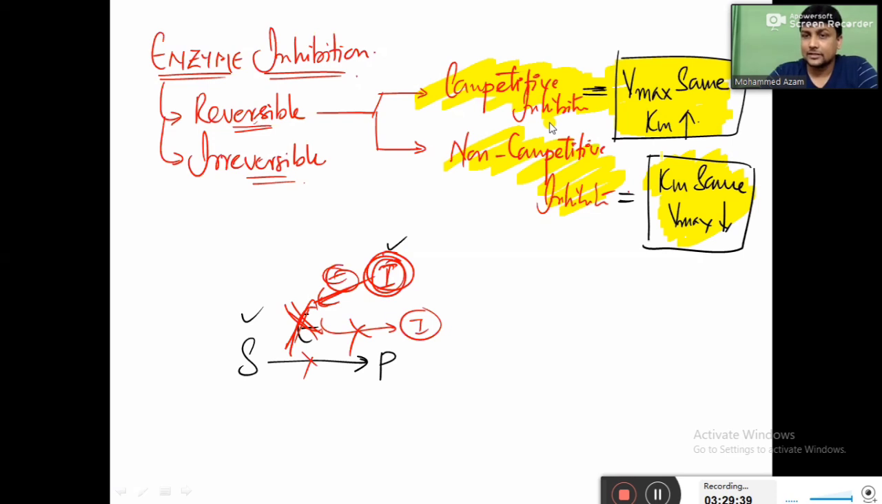Examples, someone is asking me examples. Guys, examples you will study in pharmacology. In pharmacology, you will be giving drugs. For example, you are giving allopurinol. Allopurinol is a drug.